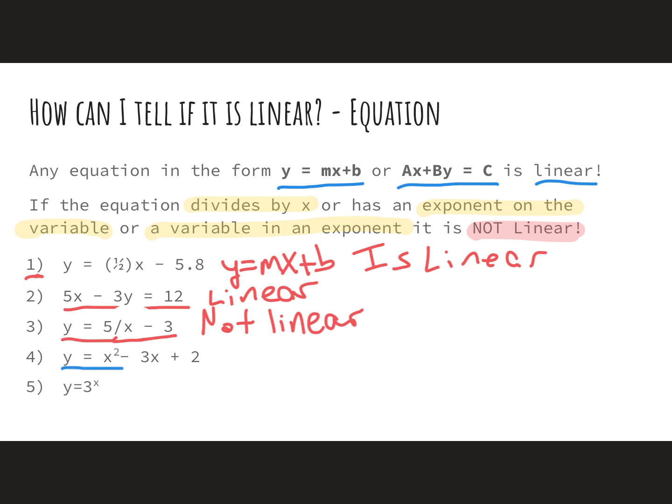Next one, y equals x squared minus 3x plus 2. This one is not linear. This one is a parabola. This is that one that looks like the U. So this one's not linear. And finally, I've got y equals 3 to the x power. Again, this one is not linear. I have an x, a variable in my exponent.